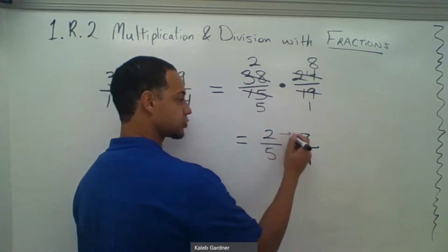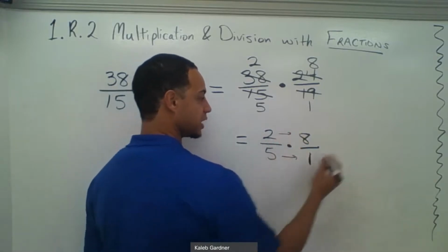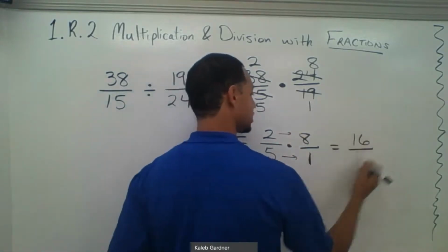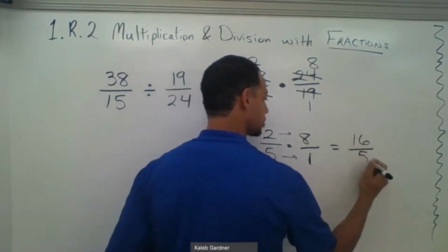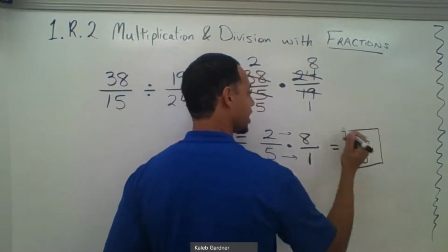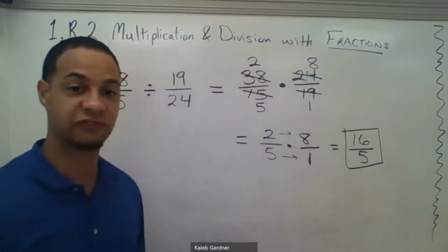Now we can just multiply straight across. So we have 2 times 8, which is 16, and we have 5 times 1, which is 5, and our final answer is 16 fifths.